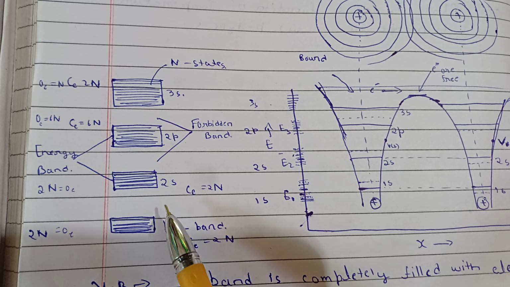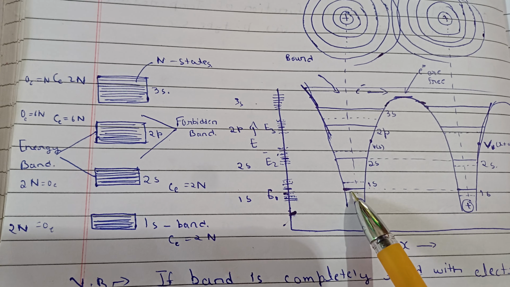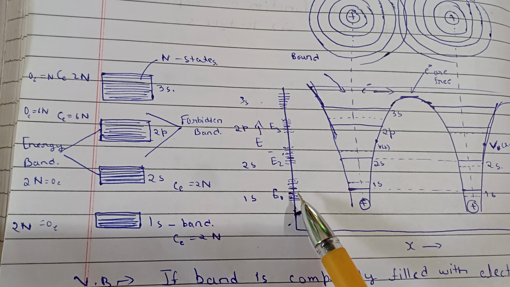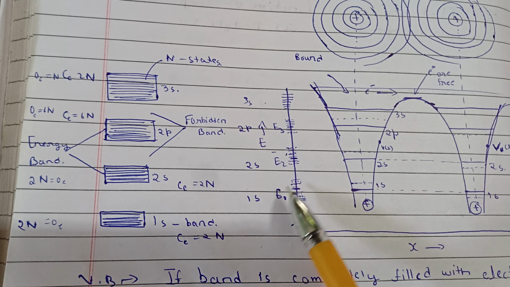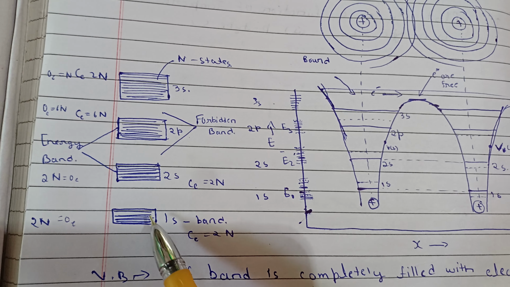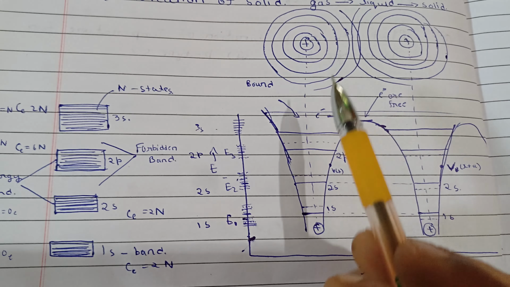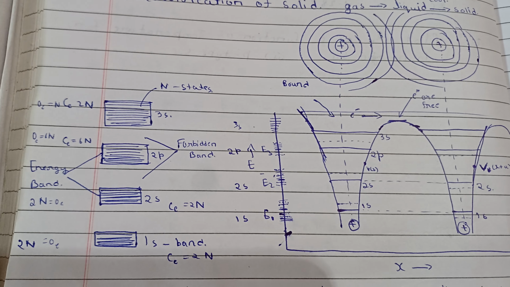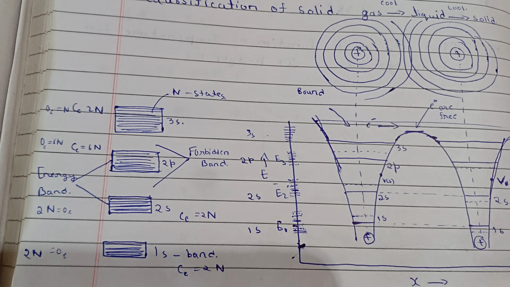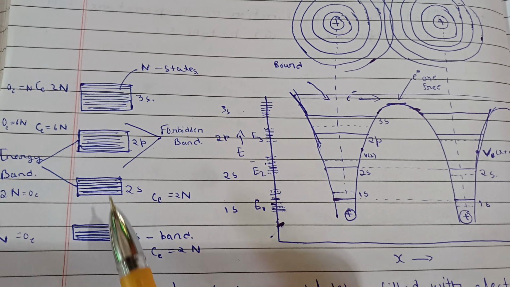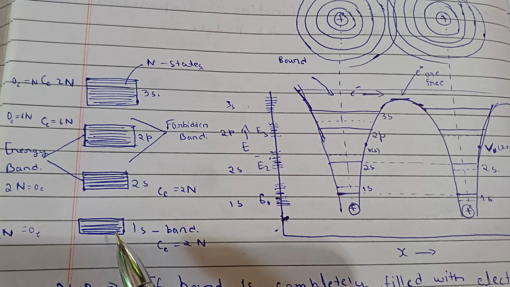Now each energy level becomes a band of energy levels, and the number of states inside the band will be equal to the number of atoms overlapping. Okay, so let's say n atoms are overlapping, then the number of states inside a band will be n.